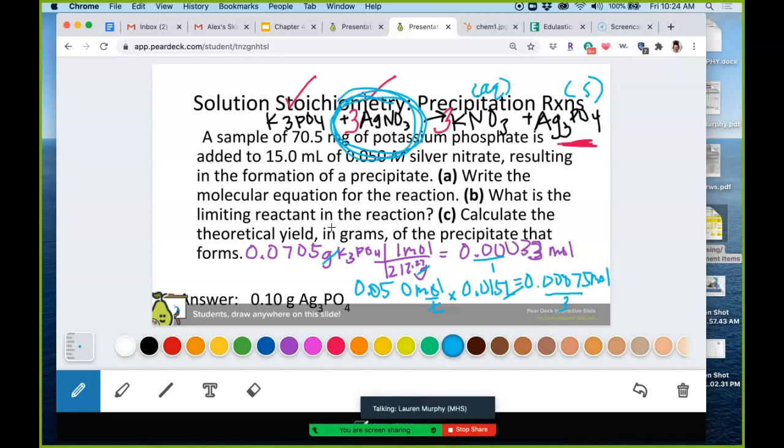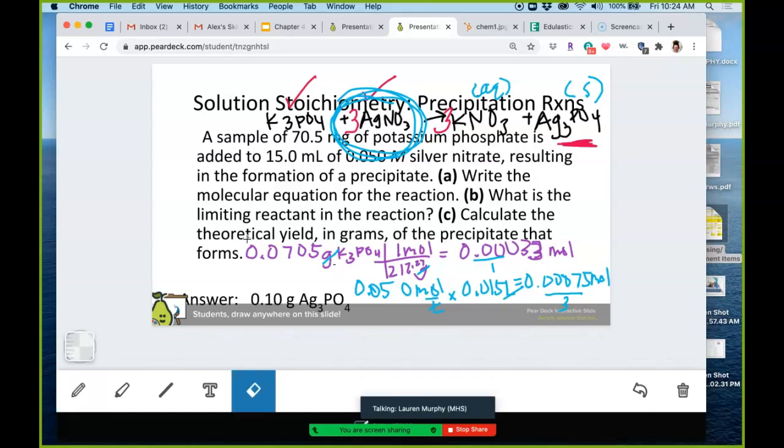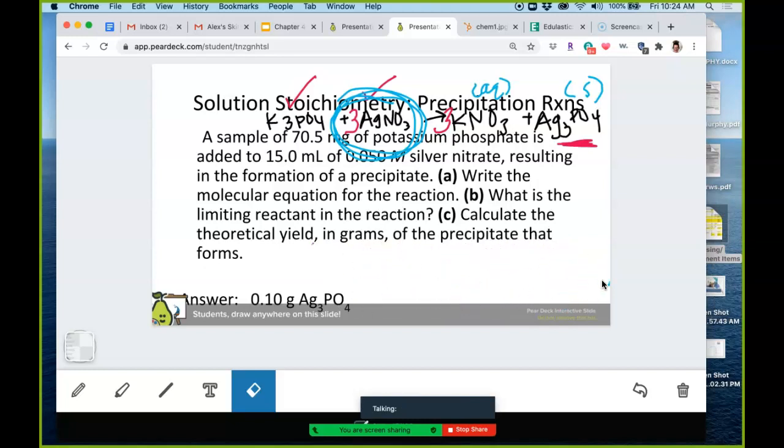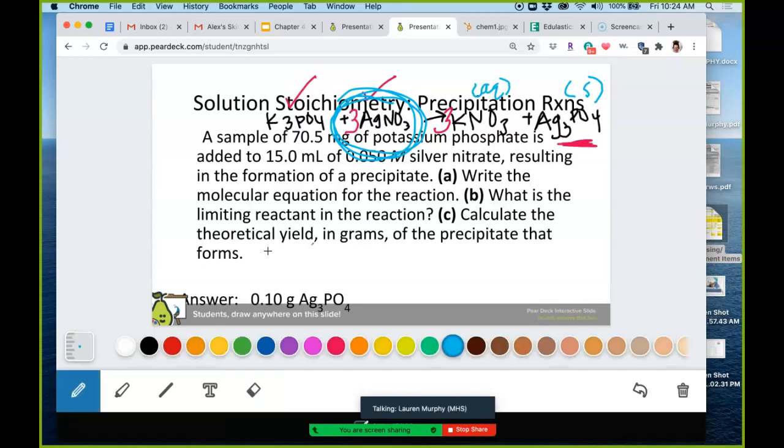Questions so far? So what do you do now? Well, who cares? You don't care about anybody else but the limiting reactant. So let me erase all this. So you take your limiting reactant, 0.00075 moles of silver nitrate, and you do all of the math with it. You say for every 3 moles of silver nitrate that react, 1 mole of silver phosphate is produced.